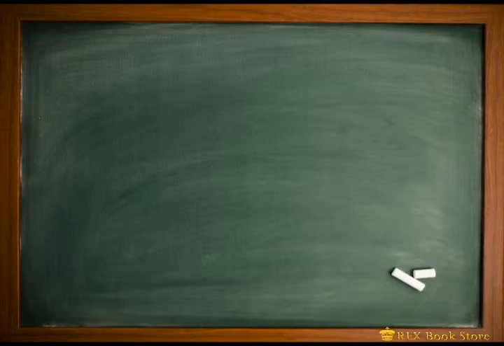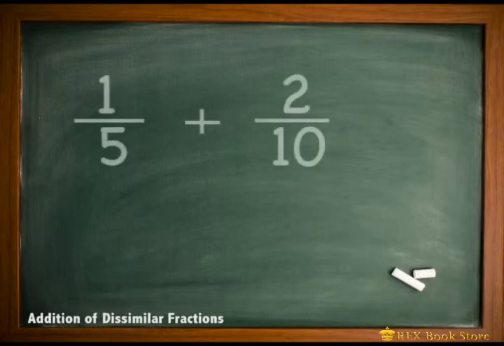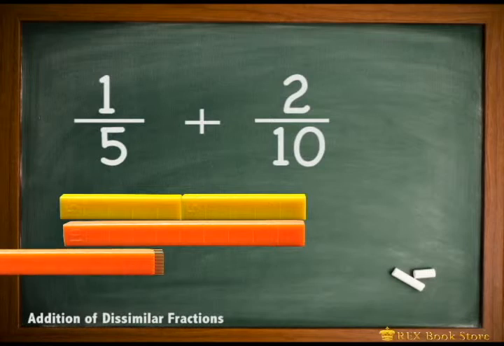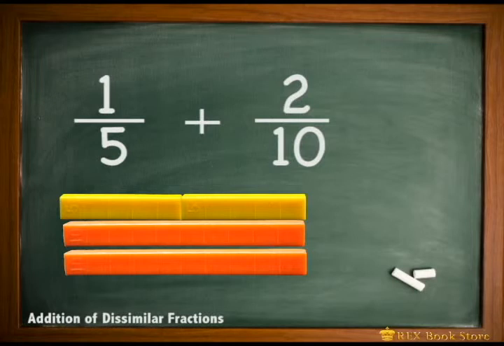Let's have another example. Let's have related but unlike denominators. Say 1 over 5 plus 2 over 10. So we are going to focus our attention first on the denominators 5 and 10. Let's try to make both bars equal in length. Let's add one more 5. Can you see now what is our denominator? Very good! So the LCD is 10.